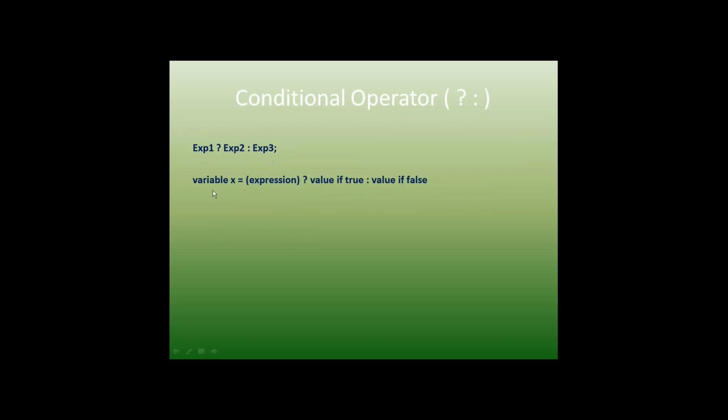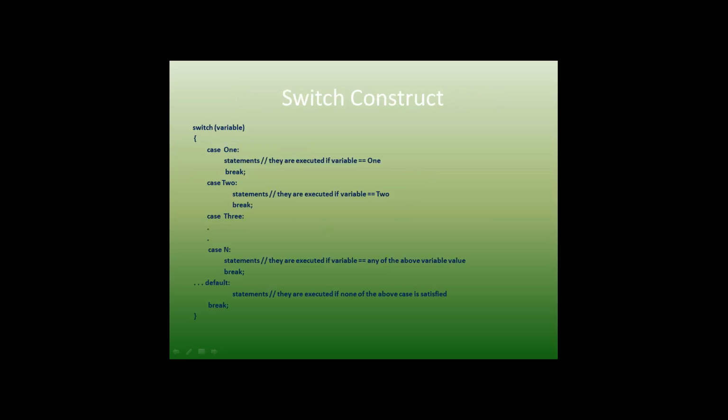So let's see the next statement I have written here. The variable x is equal to expression and question mark. So this expression is going to get executed and evaluated. If this turns out to be true, then the value before the colon is going to be assigned to x. If this expression is going to be false, then the value after this colon is going to be assigned to this x variable. So let's do some exercise before moving further, and then I will give you the switch case and all those things.